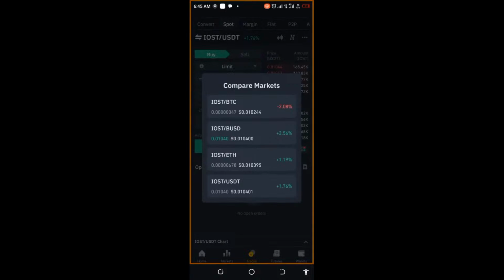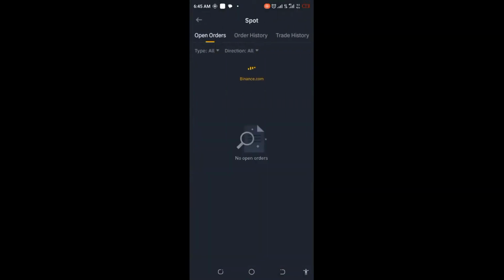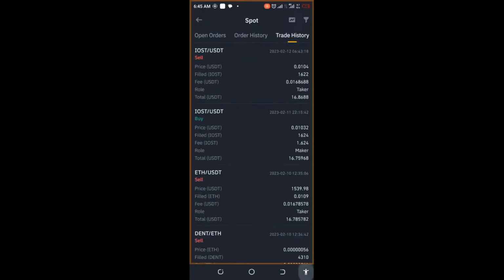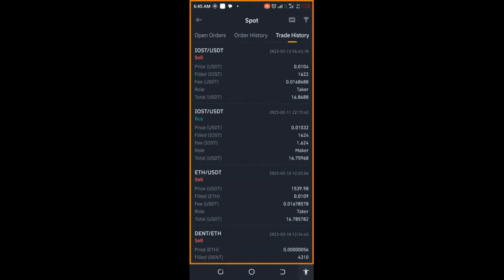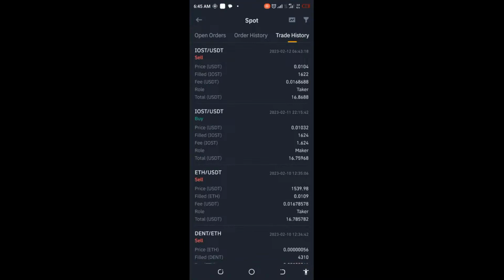Now let's go back and see how much we bought IOST with USDT. Let's look at the order book one more time so that you understand the concept of the boomerang strategy. Okay, so we bought it at what price? We bought it at 0.0103. Can you see that? 0.01032. And we sold it at 0.0104. So that's the concept.